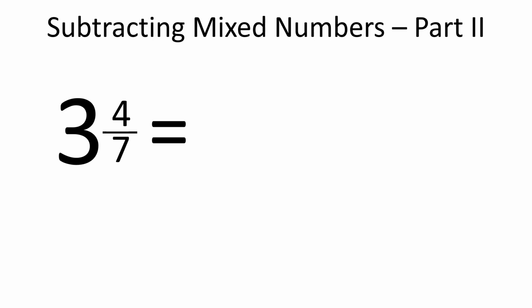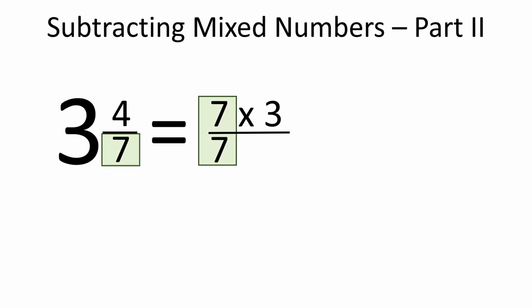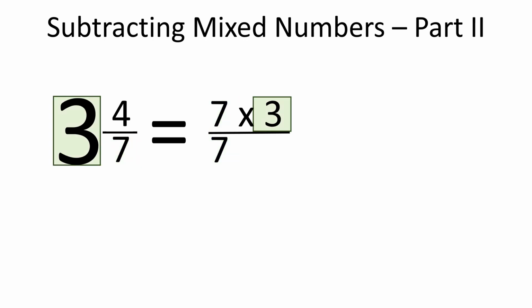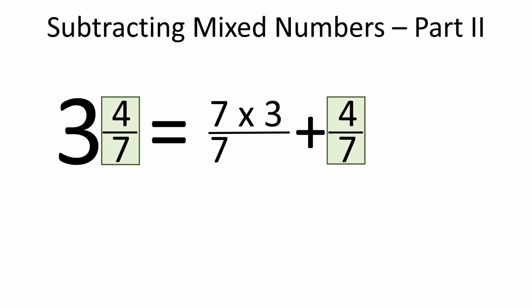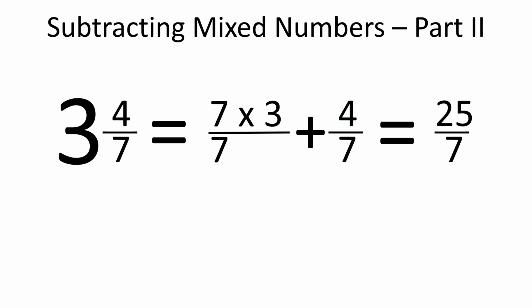As a first step, we have to represent each fraction as an improper fraction. Let's start with 3 and 4 over 7. Here, the whole was divided into 7 parts. We know that because there is 7 in the denominator. So 1 whole is equal to 7 over 7. As we have 3 wholes, we have to multiply the numerator by 3. And then we have to add to that 4 over 7. That way, we represented 3 and 4 over 7 as 25 over 7.